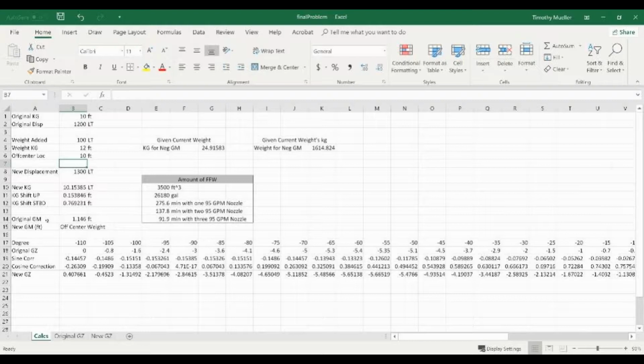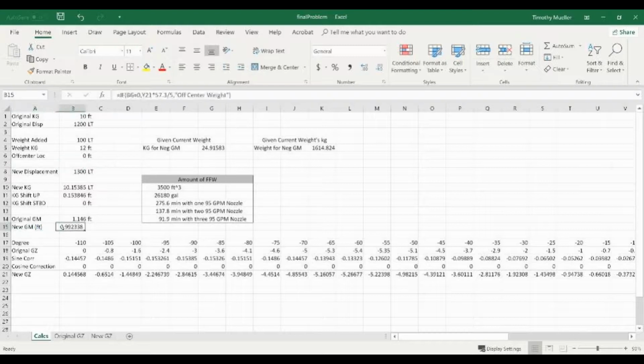Now, originally, let's say our original GM was 1.146. This is based off of the righting arms that I just made up for this vessel. If we take this here, using the radian line trick, it calculates the new GM of the vessel. Here it'll be just a hair under 1.